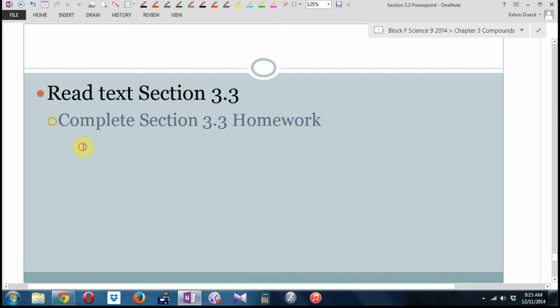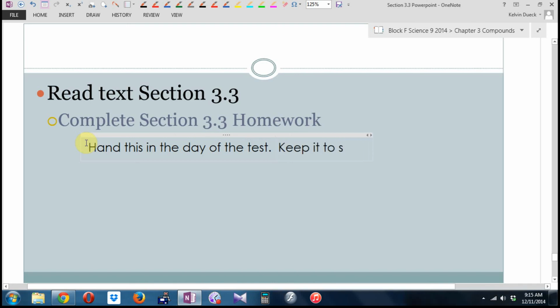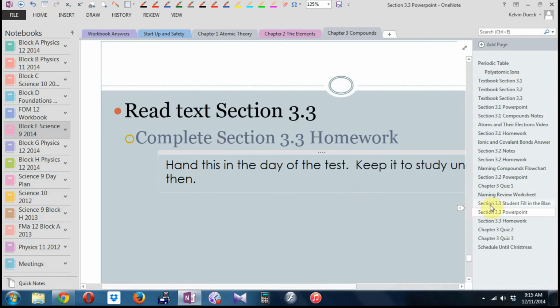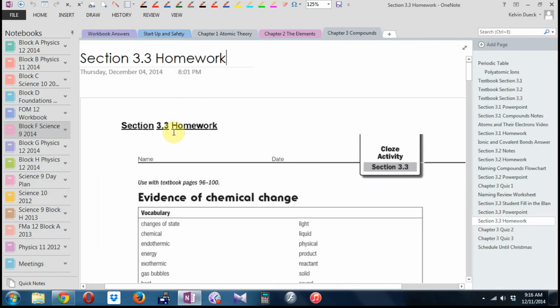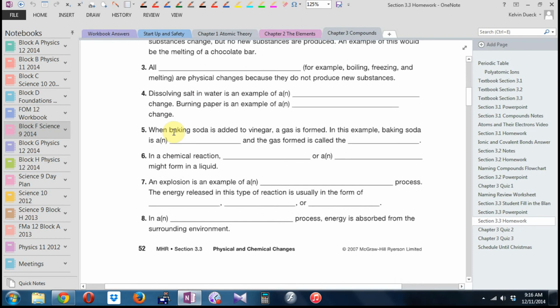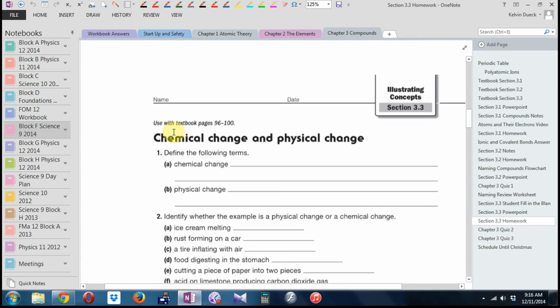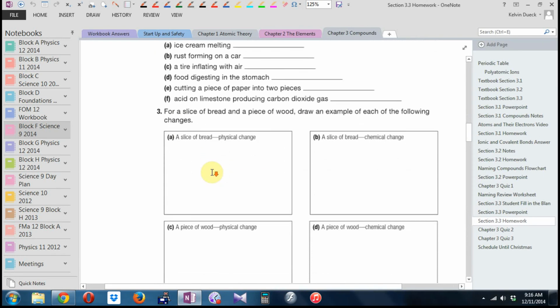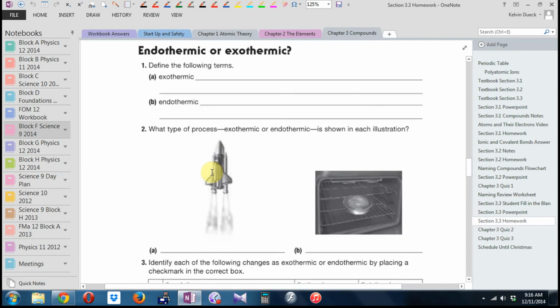Hang on. You know what? Let's even put that here. Hand this in the day of the test. Keep it to study until then. What am I talking about? This handout here called Section 3.3 Homework. So walk through this. This gives you an idea of what kind of vocabulary or multiple choice or fill-in-the-blank questions I might ask. Talking about chemical and physical changes. Talking about endo and exo, you need to know the difference between those two words.